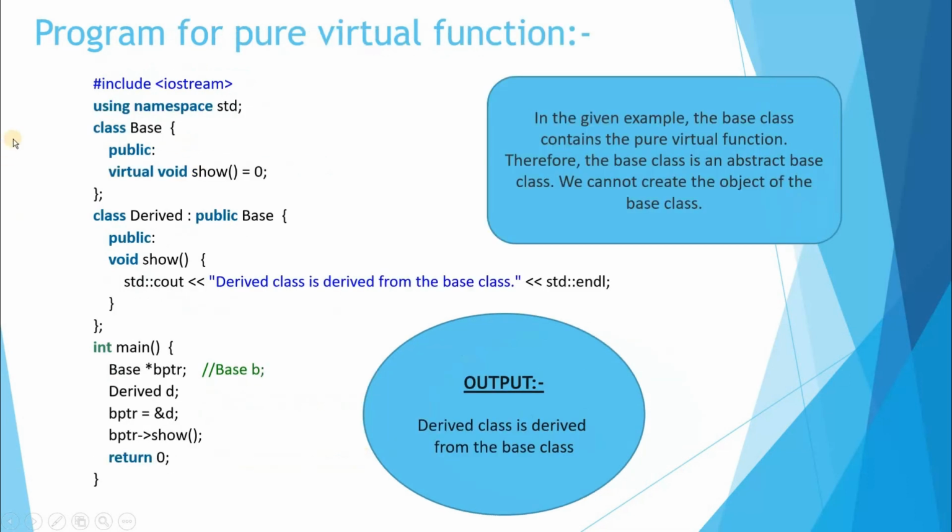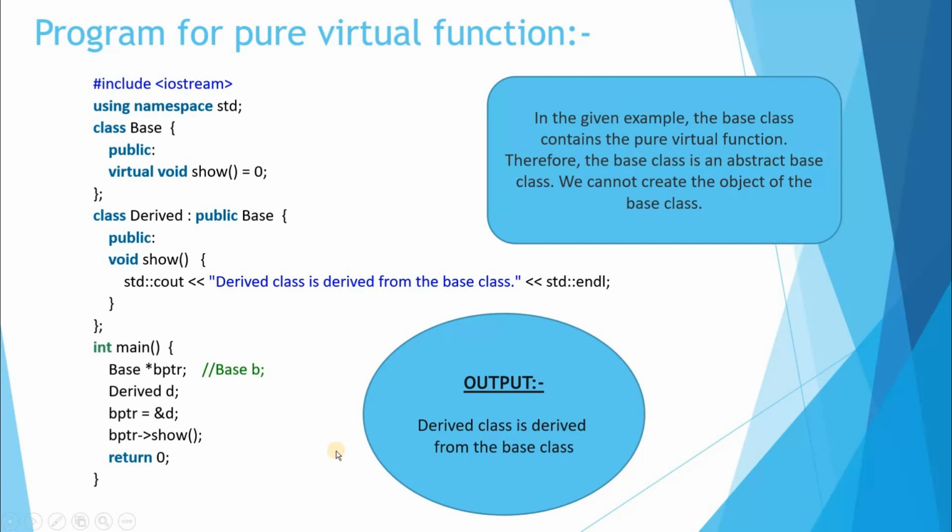Now a program for pure virtual functions. #include <iostream>, using namespace std, class base, and in public we will define a function called virtual void show() = 0, and in the derived class we will again create a function called void show. In this function the output will be "derived class is derived from the base class". In the main function we again declare base *bptr, derived d, bptr = &d, and return 0. The output of this program is "derived class is derived from the base class".